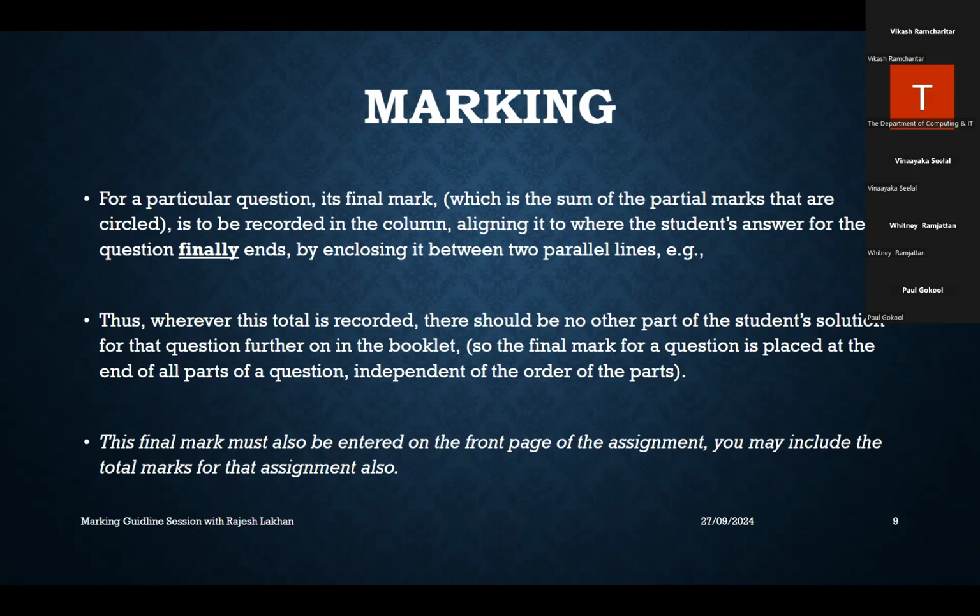This final mark must also be entered on the front page of the assignment, and you may include the total mark for the assignment. So this just depends on the lecturer, right?